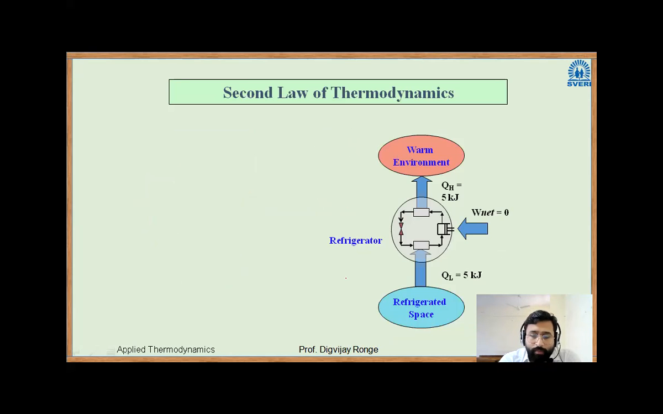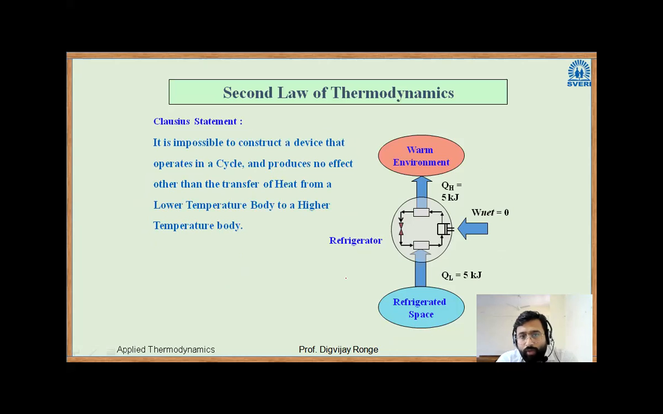So here comes the Clausius statement. It is impossible to construct a device that operates in a cycle and produces no effect other than transfer of heat from a lower temperature body to a higher temperature body. So it says that if there is such a machine, it is called the converse of PMM-SK. In the Kelvin-Planck statement, we have seen PMM-SK, perpetual motion machine of the second kind. And what you see on the screen is a converse of PMM-SK.